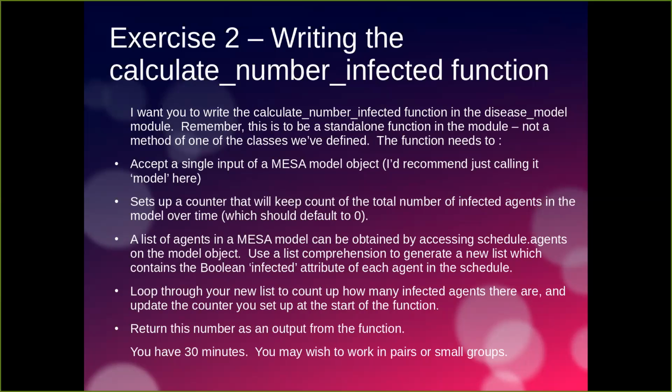So the function will take as an input the model. It will then set up a counter which starts at 0. It'll then grab the list of all of the agents in the model, and then use a list comprehension to generate a new list which contains trues and falses to indicate whether each agent is infected or not. Then it'll loop through that list to count up how many infected agents there are. It'll update the counter as it goes, and then once it's done that, it'll return that number as an output from the function.